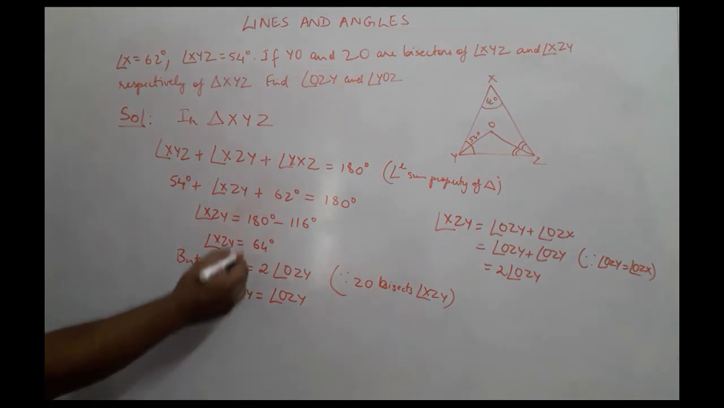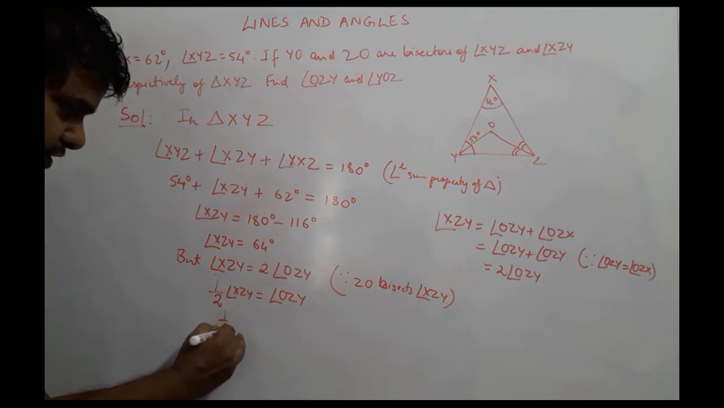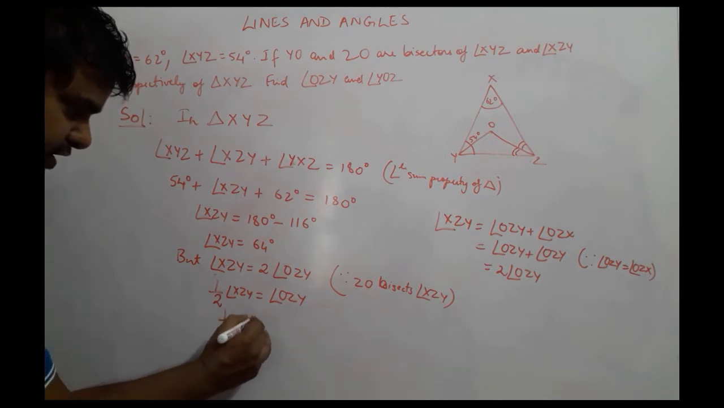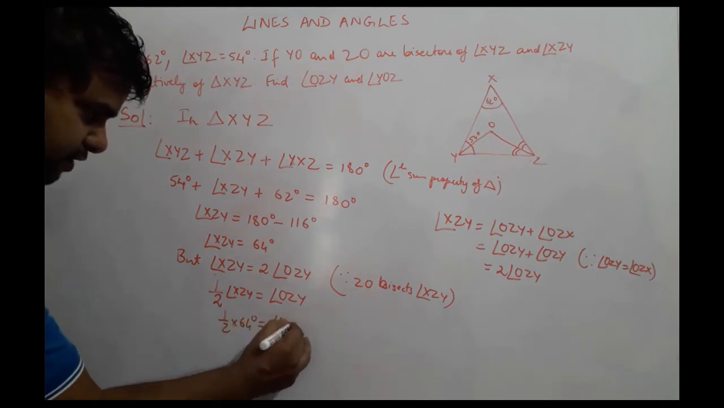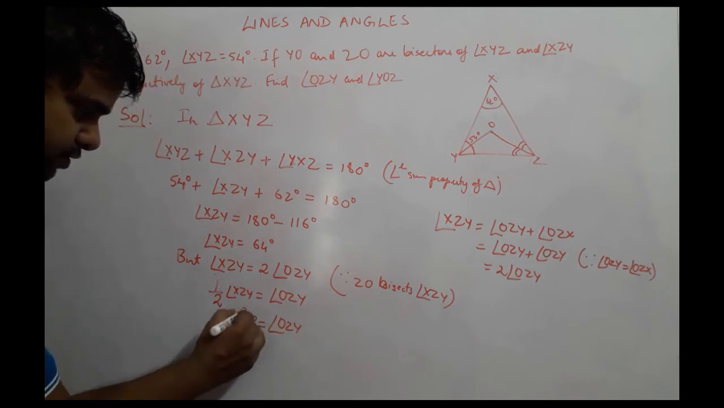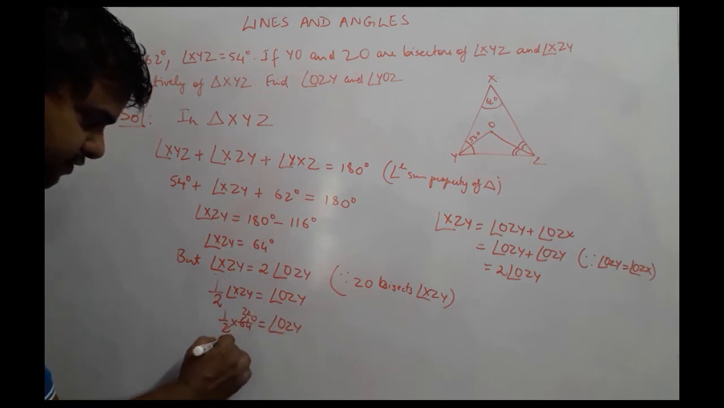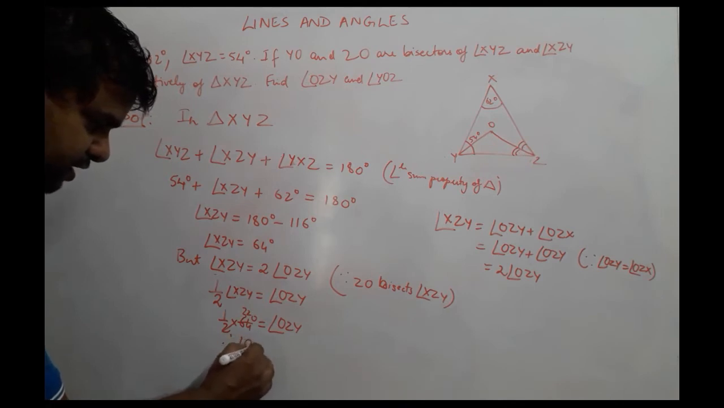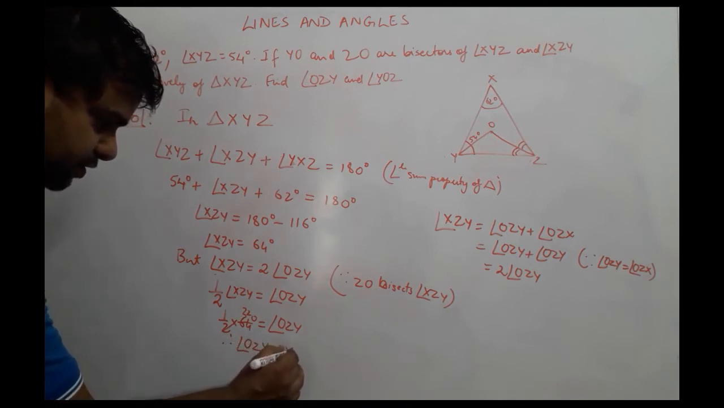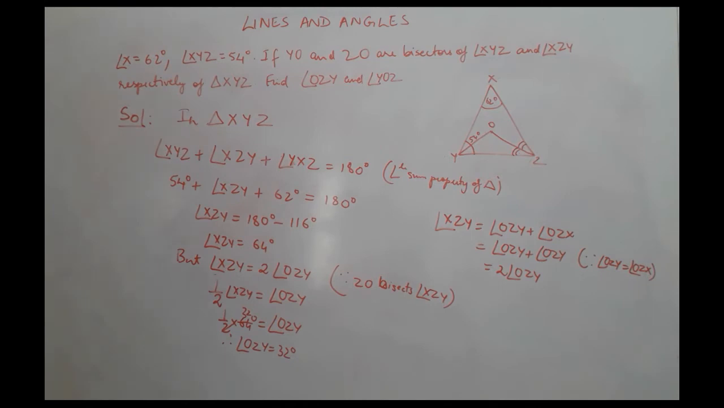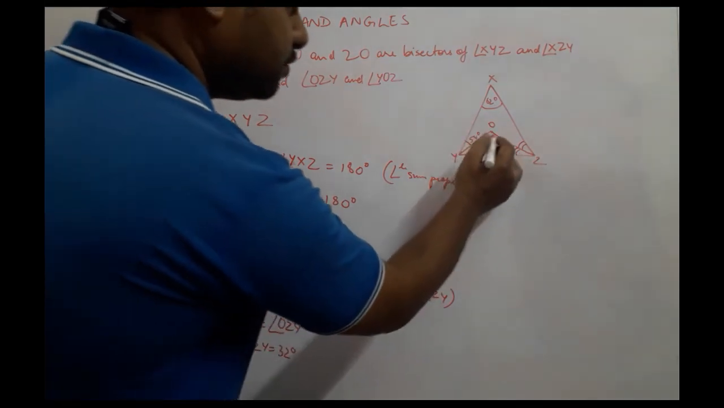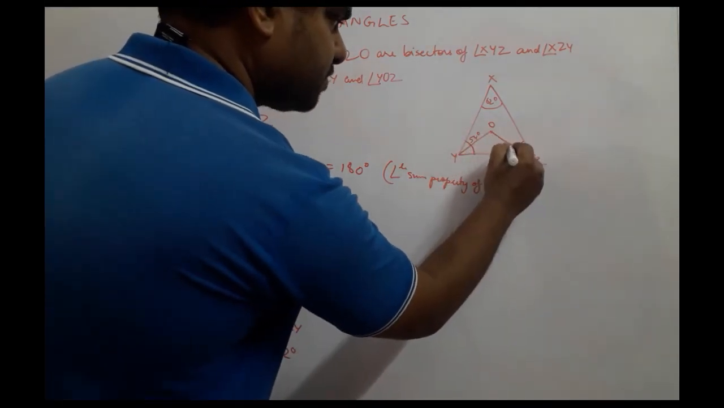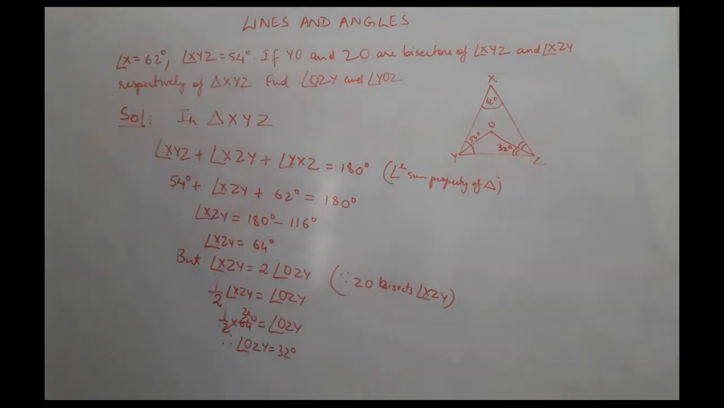Now the XZY value we know is 64. So half of 64 degrees is equal to OZY. 2 ones are 2, 2 threes are 6. So therefore angle OZY is equal to 32 degrees. Next we need to find out angle OYZ.